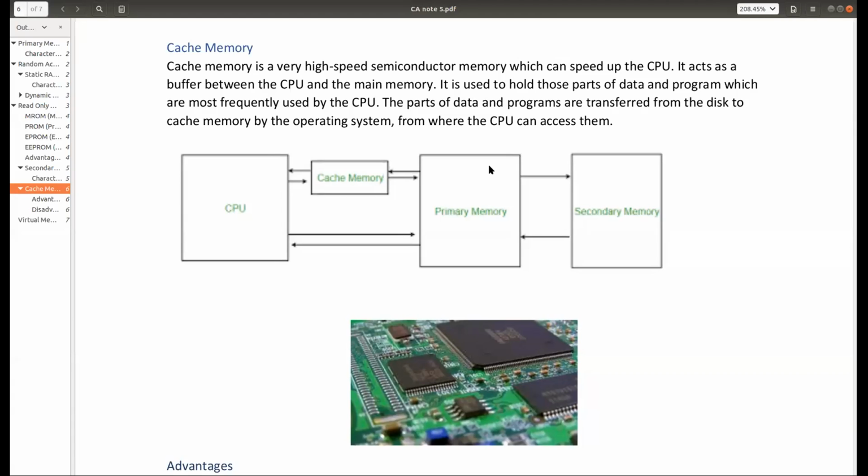Now, what is the advantage of cache memory? Basically, cache is a very small, faster and expensive memory. First of all, you have to understand that cache is very small, faster, very fast actually, and expensive. Obviously, it is expensive kind of memory. This is the advantage of it.